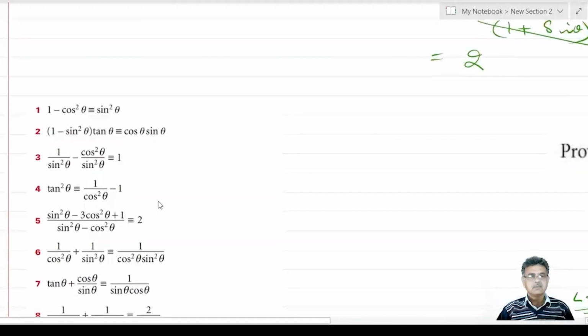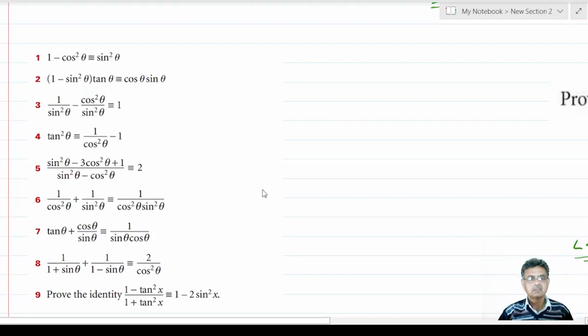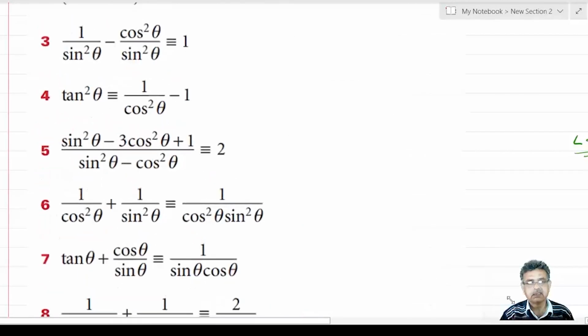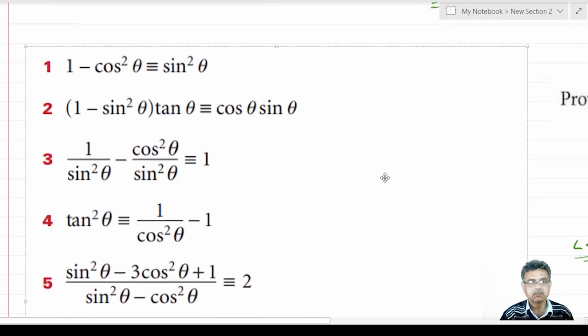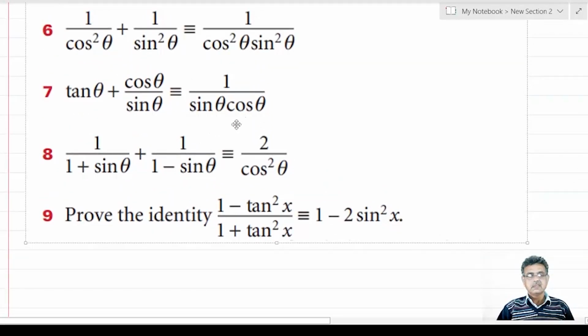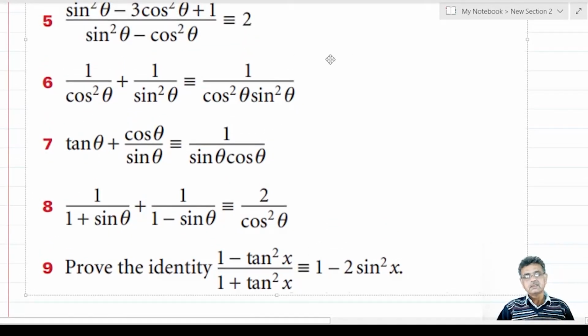Now these are a few questions. These are a few identities. Just look at them and try to prove these identities. I think it will help you to learn. Here you can see that there are 3 lines. That means these are identities. So look at these identities and try to solve them. These are for you as an assignment.